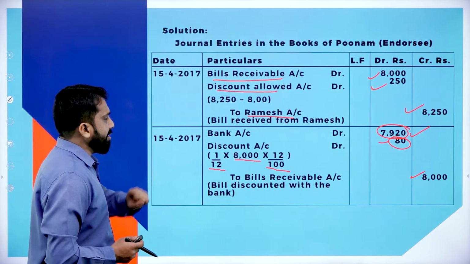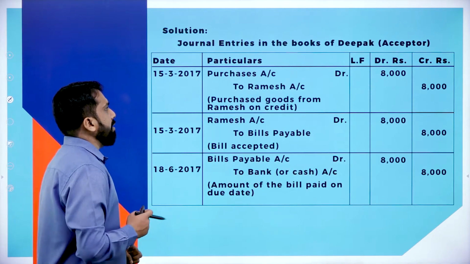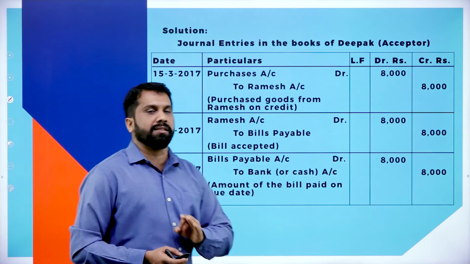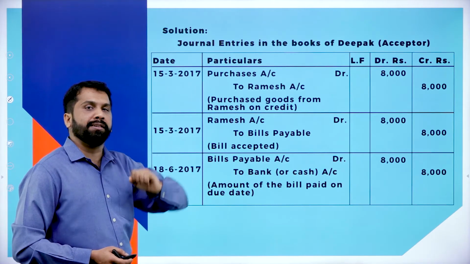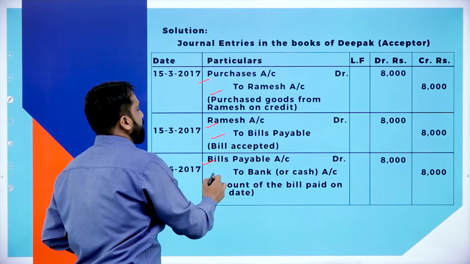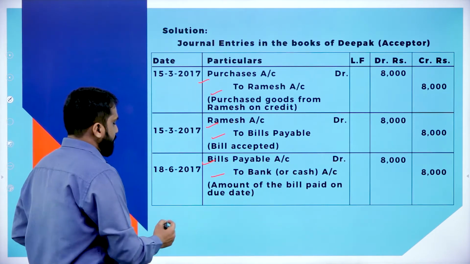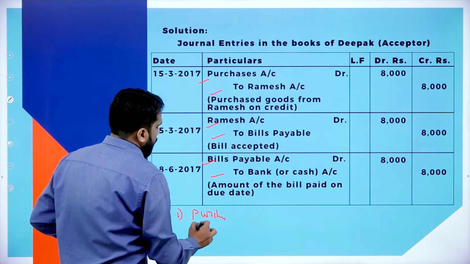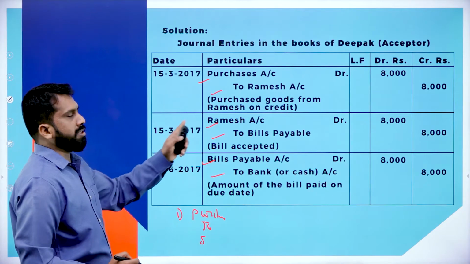Now, these are all your journal entries in the books of NOC, the third party. Now, journal entries in the books of Deepak, or else we can call it the acceptor. Again, we have 3 journal entries, similar to the old method we are following. Purchase to Ramesh, Ramesh to bills payable, bills payable to bank. Finally, it is paid. Normal journal entry. So the first journal entry will be what? Purchase account debit to Ramesh.